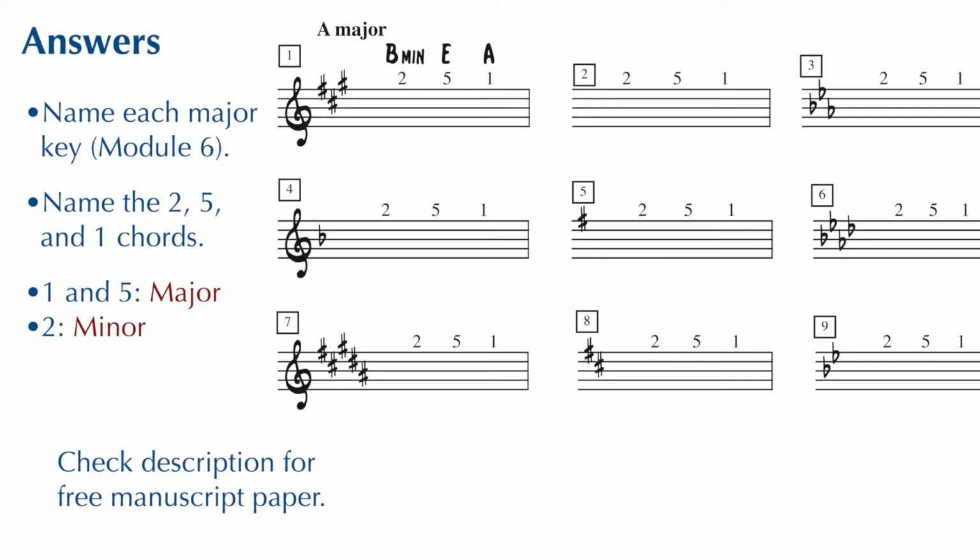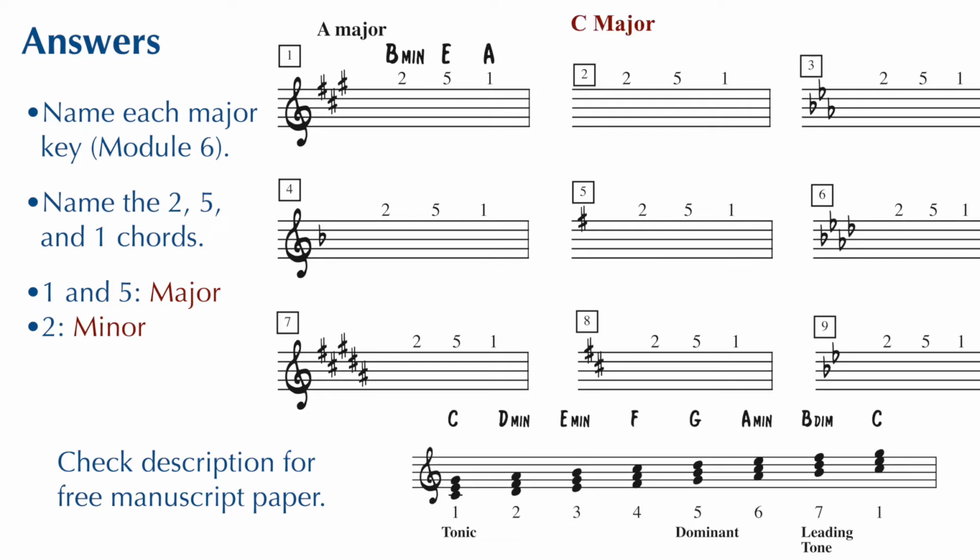Number 2 has no key signature. That puts us in the key of C major. Now we can build out a C major scale and its triads and find that the 2 chord is D minor, the 5 chord or dominant is G major, and the 1 chord, of course, is C major.